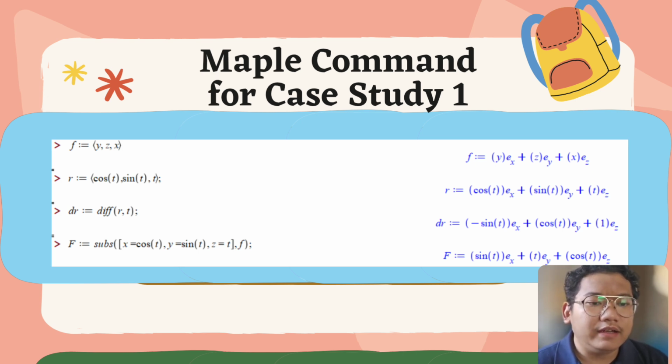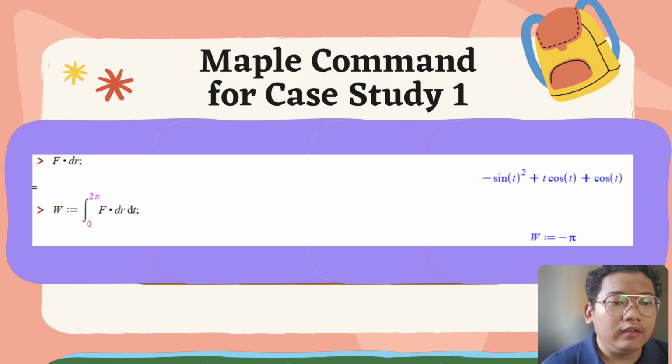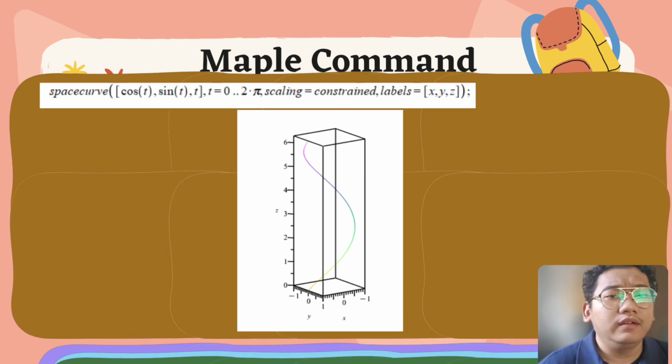And then we differentiate the R using the function diff. And then we substitute the values of x, y, z with R. Then we apply a dot product and we calculate the work done using the integral of F dot dr/dt. Then using the space curve function, we display a graph of a particle that moves under a swirling wind force field.